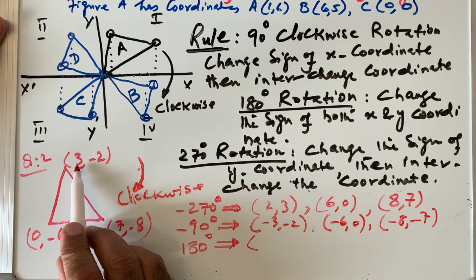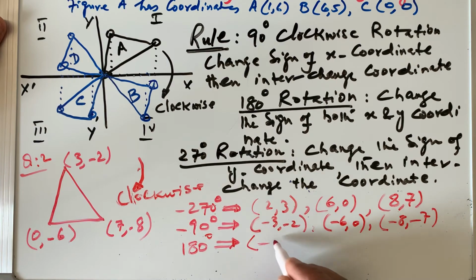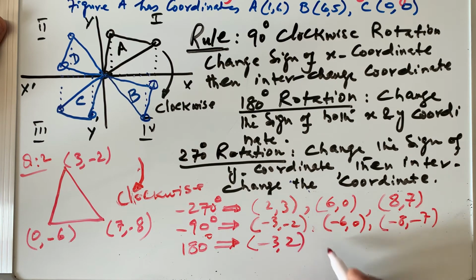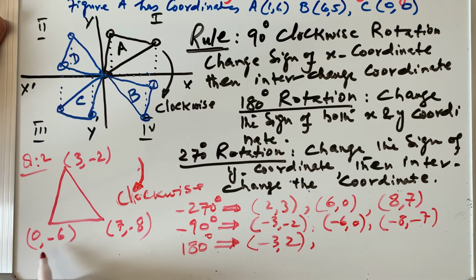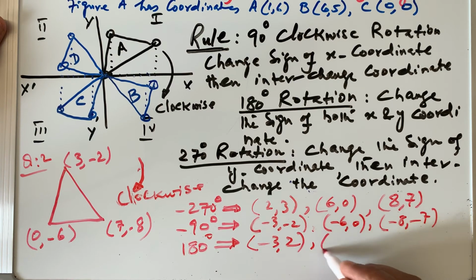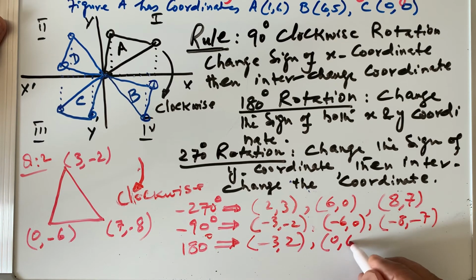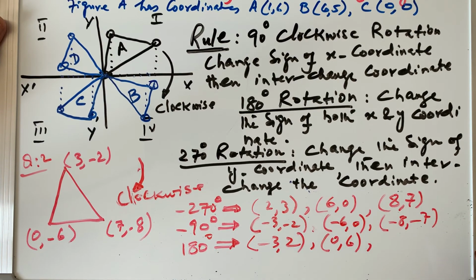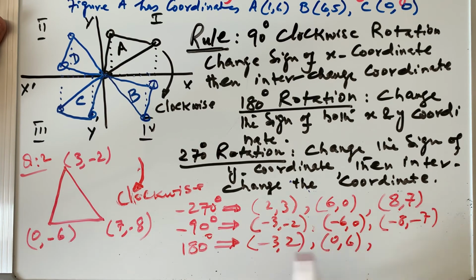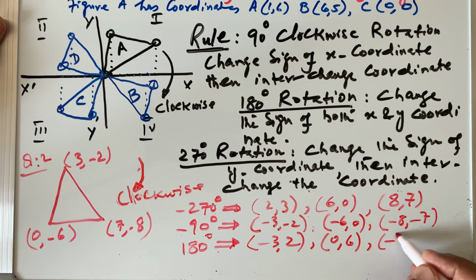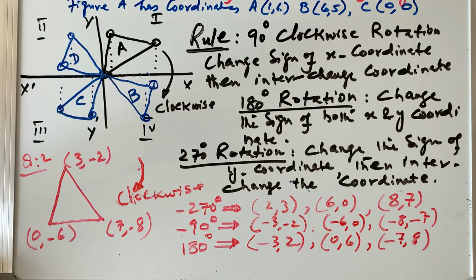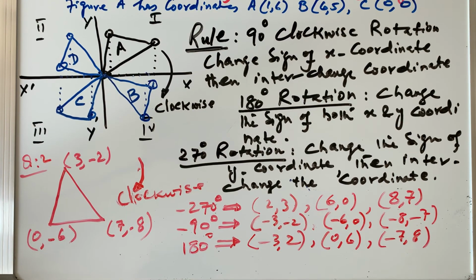So minus 3 and plus 2. Next, 0 and minus 6. Change the sign of both. 0 doesn't have any change. Change this sign, it becomes 0, 6. Then change both signs again. So minus 7 and plus 8. So these are the coordinates for the rotated triangle, right?